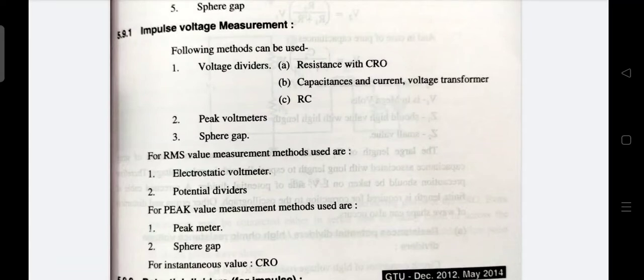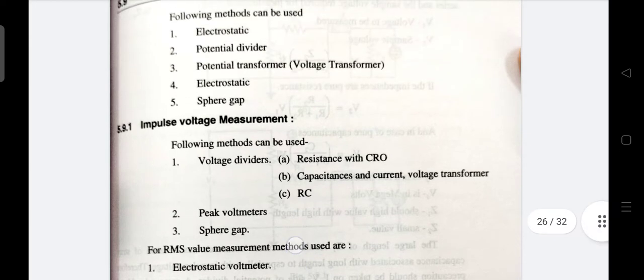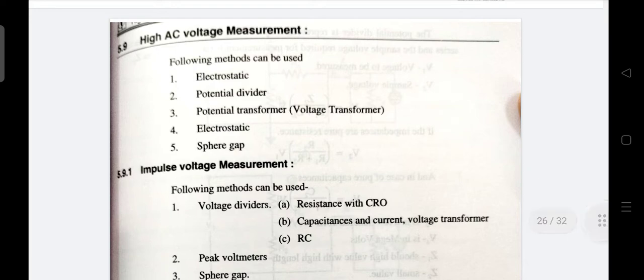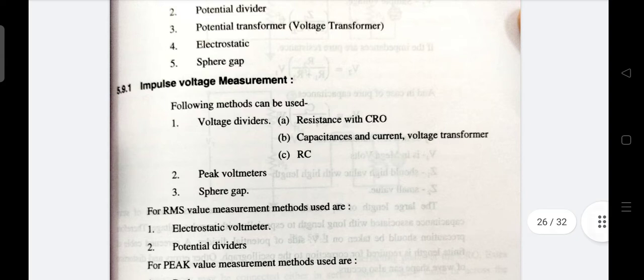Good morning, students. In high voltage measurement, we already studied the peak reading meter for impulse voltage measurement. Now let's see a few other methods for measuring high AC voltage. There are a few methods: electrostatic, potential divider, potential transformer, or we can also say voltage transformer, and sphere gap. Now for impulse voltage measurement, there are methods like voltage dividers, peak voltmeters, and sphere gaps.